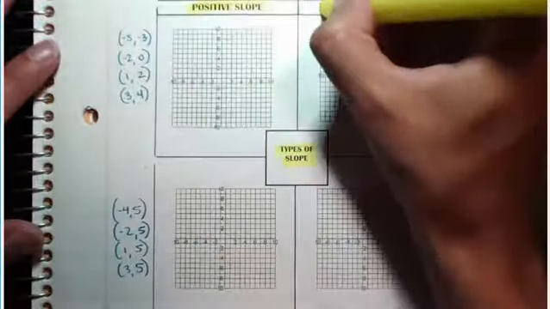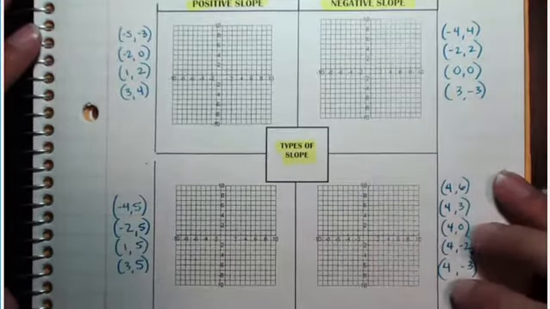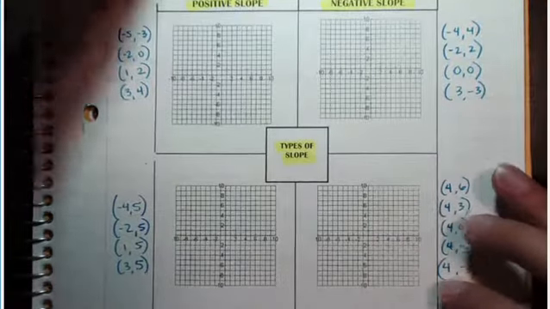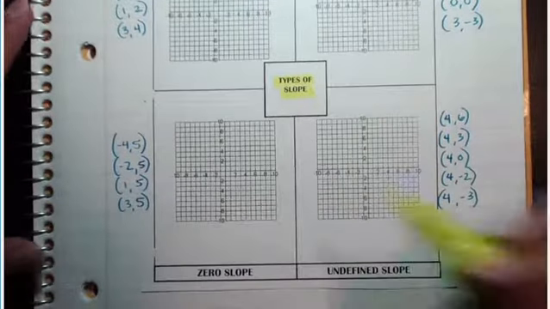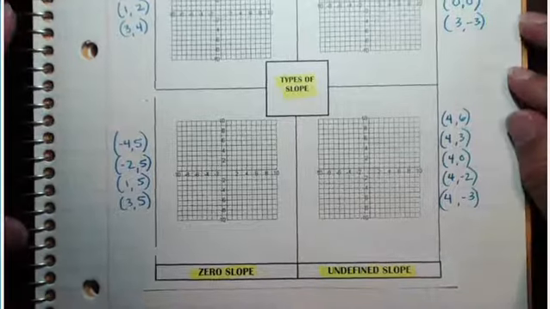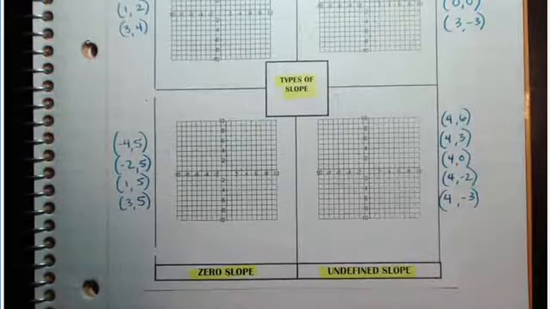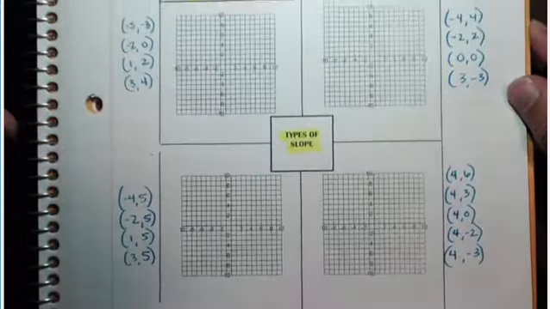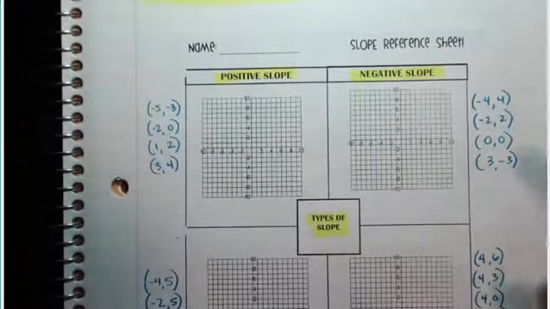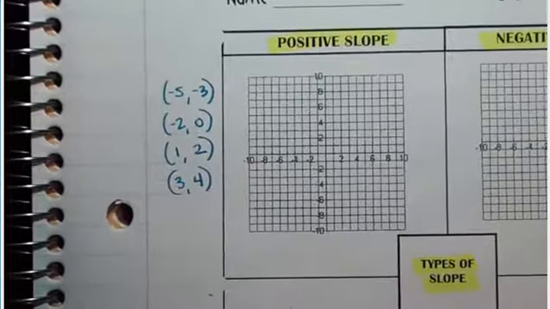The first 2, positive slope and negative slope, are the 2 most popular slopes that we see. But then remember, the 2 at the bottom are zero slope and undefined slope. So these are the 4 different types of slopes that we're just going to review today before you actually start finding the slopes for your assignment. So let's go ahead and start off with the positive slope.